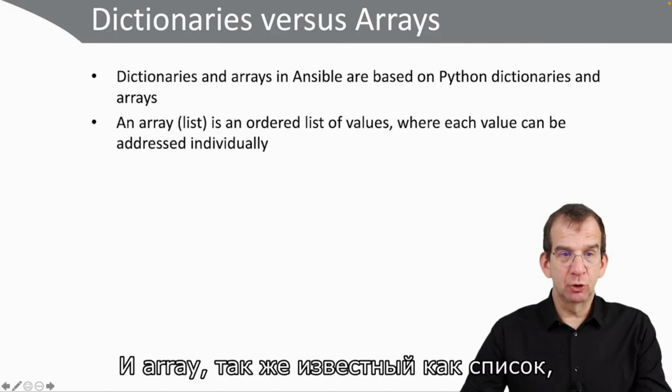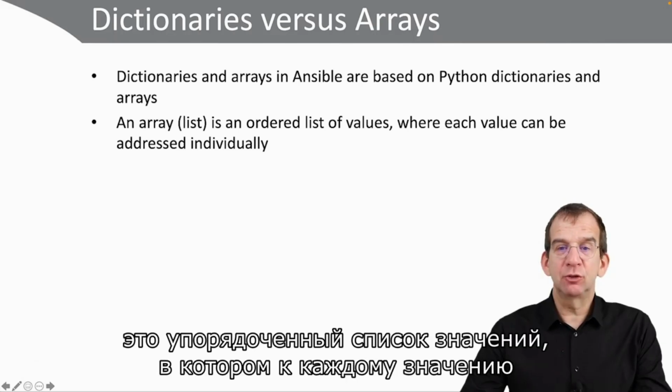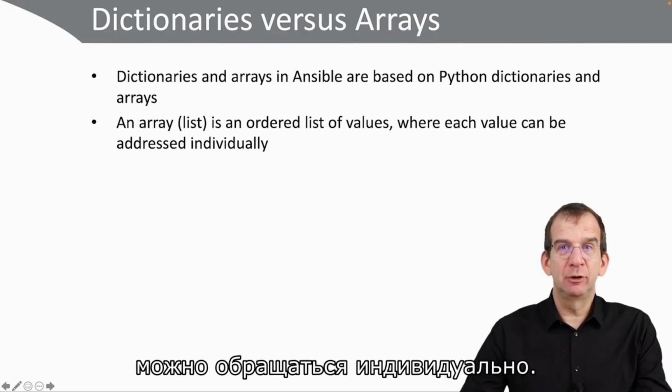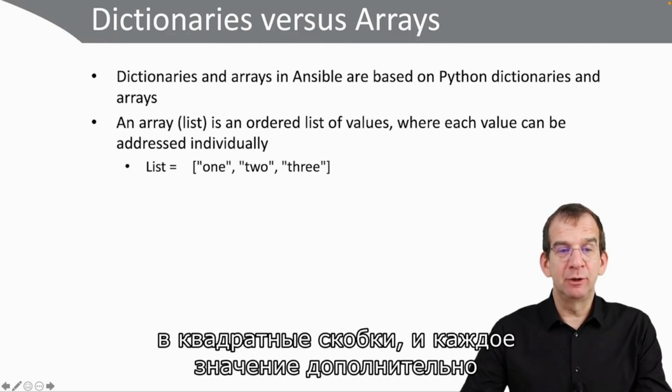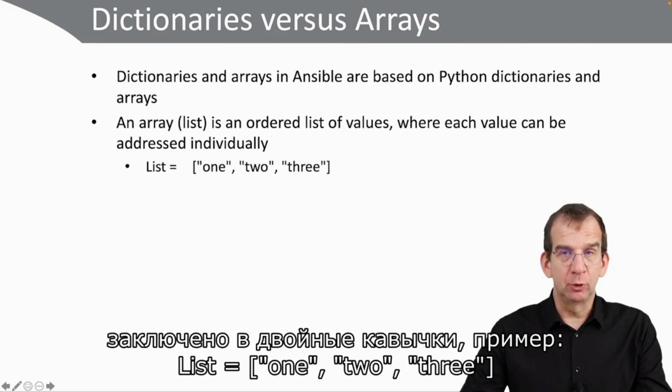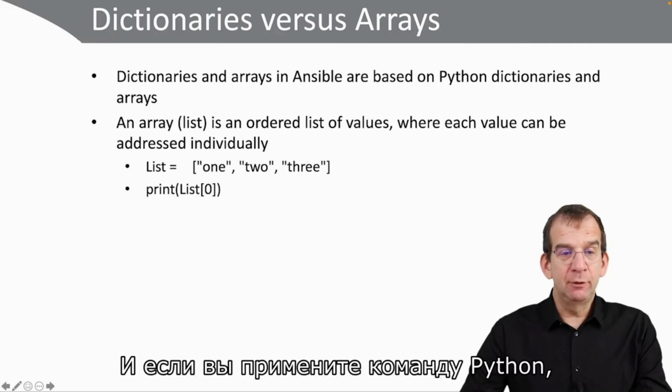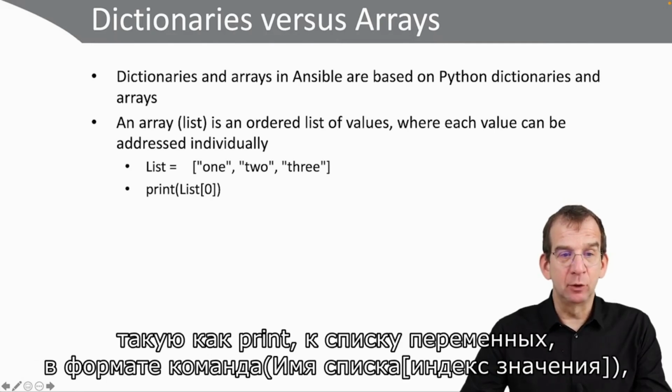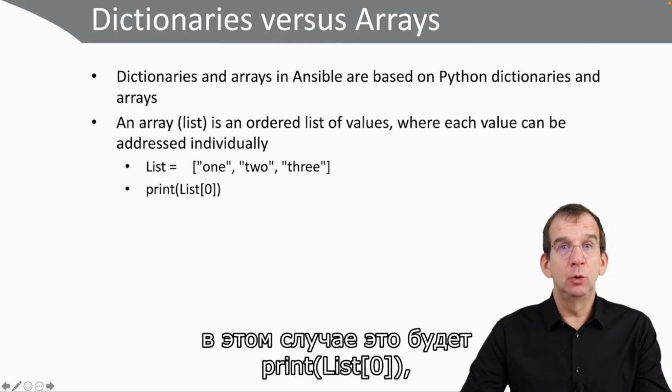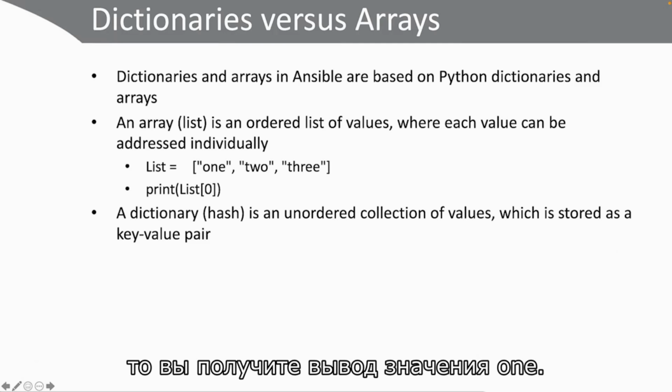An array, which is also known as a list, is an ordered list of values, where each value can be addressed individually. It looks like list is, and then between square brackets and every single value between double quotes, you have the values. And if you use a command in Python, like print, on the variable list value 0, then you print array index 0, which will return the value 1.